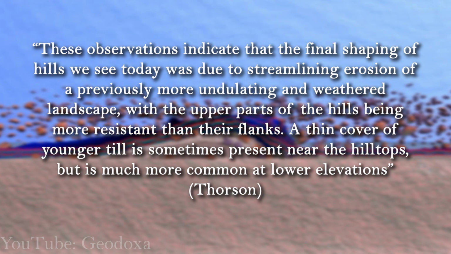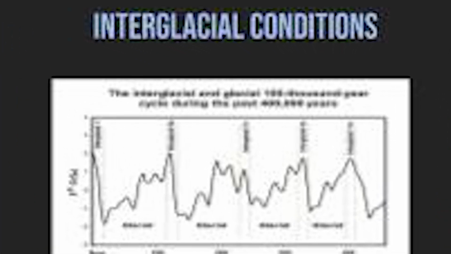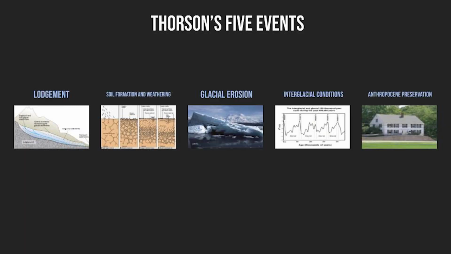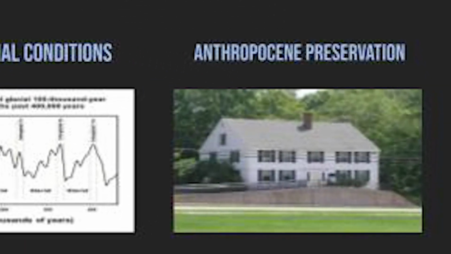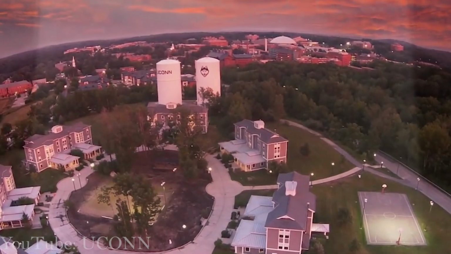The next event of the hill's formation was the interglacial conditions that came after the last period of glaciation. This allowed vegetation to grow on top of the hill. The final event that Thorson details is Anthropocene preservation. This is where humans came into play, with the arrival of Samuel Storrs leading to the settlement of the land, becoming what we know as Storrs today.